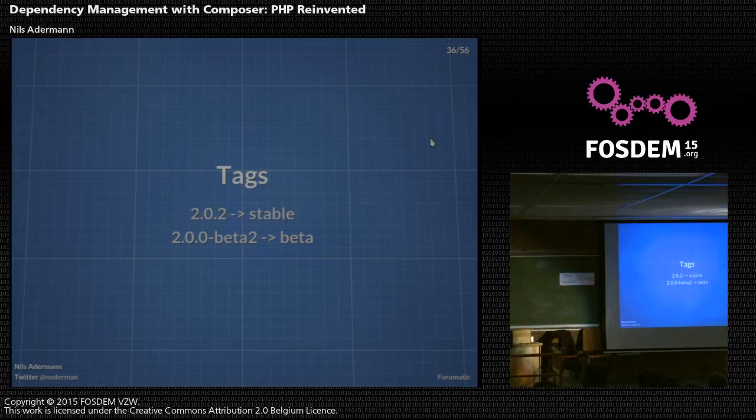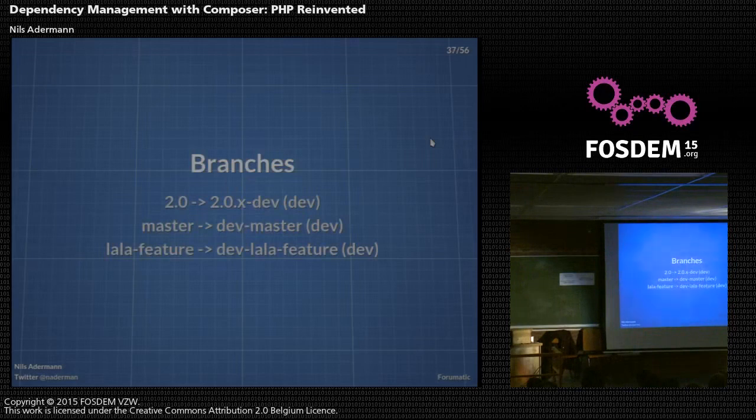So if you tag it, a 2.0.2 would automatically be detected as a stable version, while if there's beta in there as a suffix, even with a number after it, it'll be detected as a beta release. Similar thing happens with branches. We try to do this as automatically and as intuitively as possible. If you have a branch called 2.0, then the version we detect this as is 2.x-dev. So it's a development release like any other branch. The master is usually available as dev-master. And the same applies to all other branches.